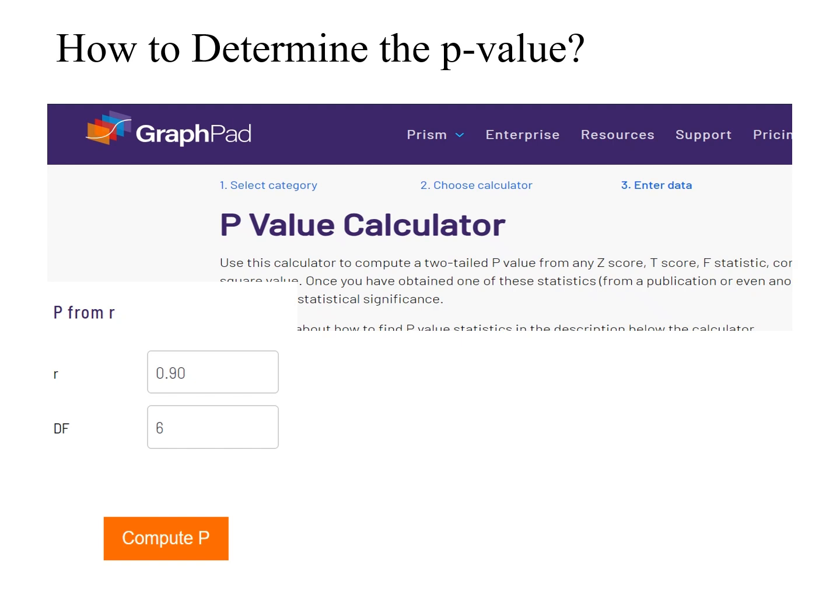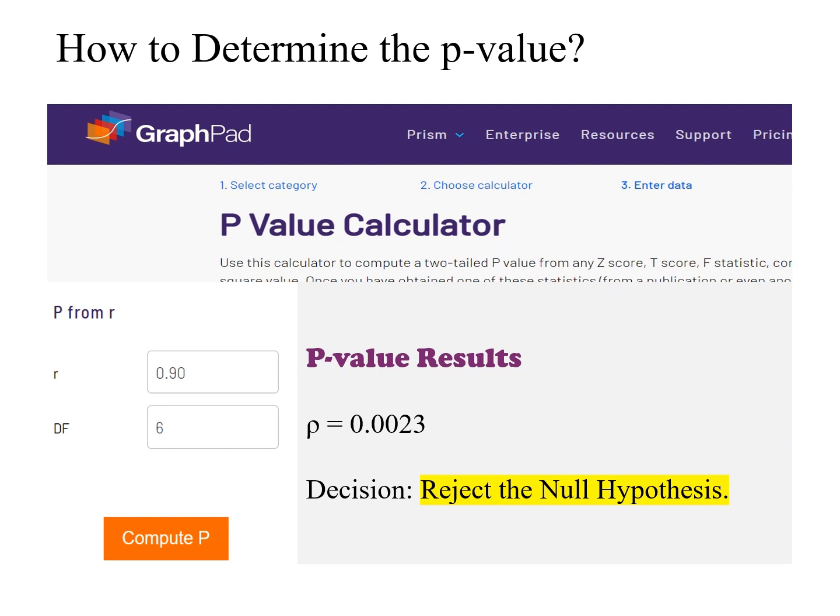Reject the null hypothesis, which states that the true population correlation, rho, is 0. This decision is made by comparing our calculated p-value, 0.0023, to the standard significance level, alpha of 0.05. Since 0.0023 is much smaller than 0.05, we have strong evidence to reject the null hypothesis. This means that the correlation of 0.90 we found between math and physics ranks is statistically significant and is highly unlikely to have occurred by random chance.